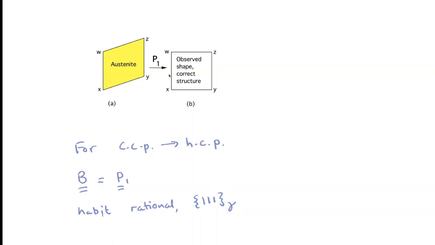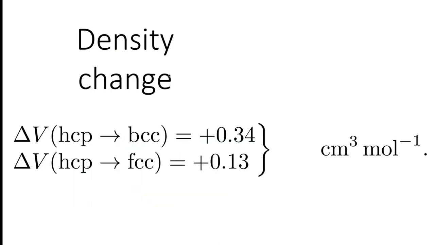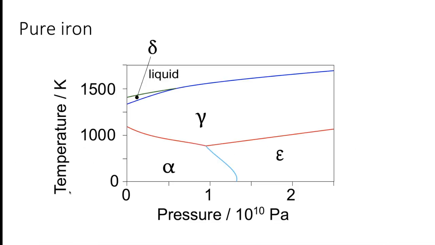Now, I've described this deformation as a shear, okay? But actually, we know that the density of hexagonal iron is greater than of austenite or ferrite, okay? So there's a volume expansion when you go from hexagonal close-packed to austenite or hexagonal close-packed to ferrite. This is the densest form of iron. Okay, and that is why when you look at a phase diagram for iron, and here we are plotting temperature versus pressure for pure iron, as you increase the pressure, epsilon will form from alpha, because you know the density of epsilon is greater.